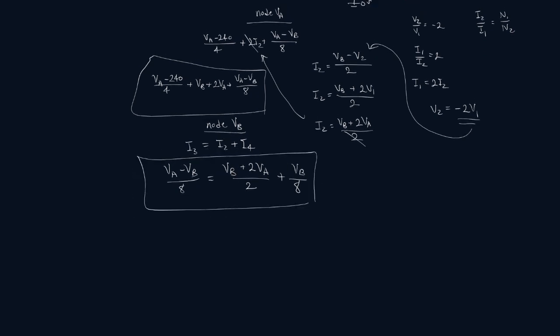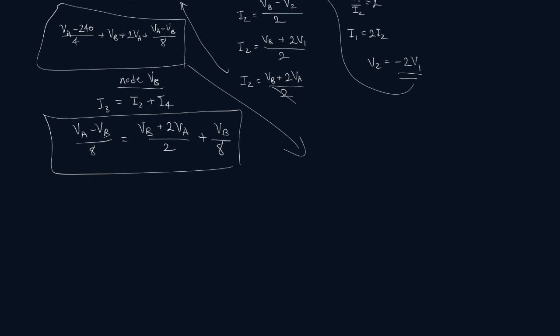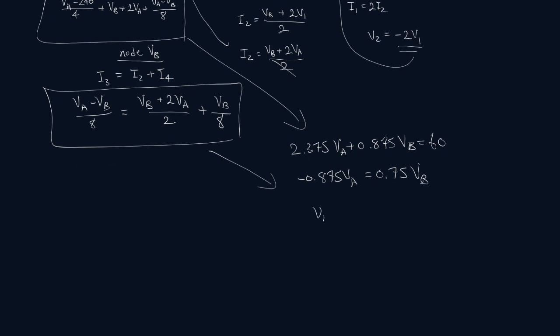So this one will yield 2.375 VA plus 0.875 VB is equal to 60. And this one yields minus 0.875 VA is equal to 0.75 VB. Now you have to isolate for VA and VB. VA will give you 44.305 and VB will be giving you minus 51.69.